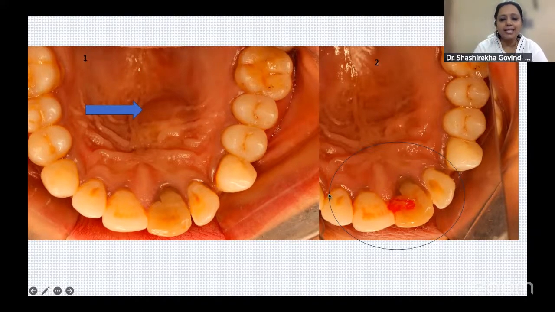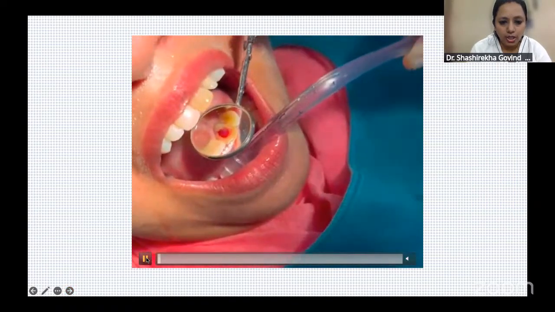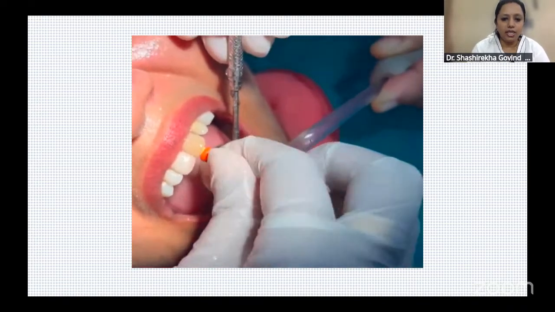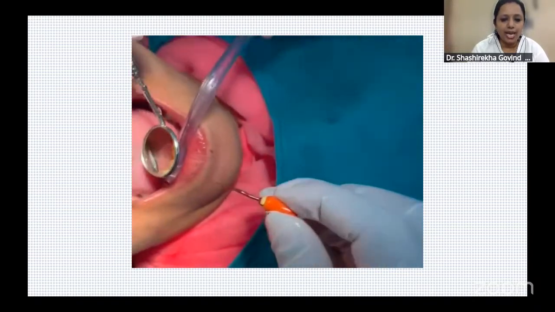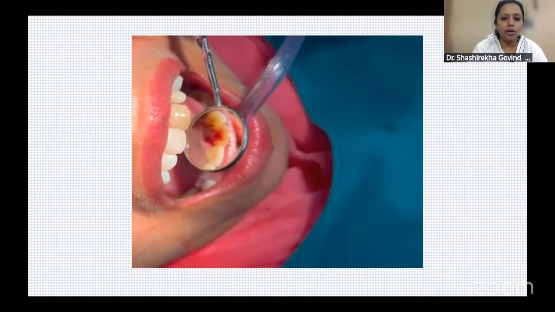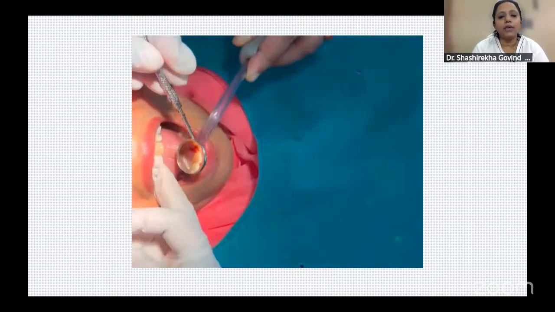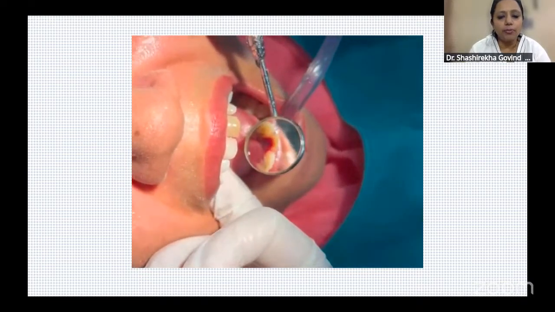So on access opening, you can see here there is a pus discharge. I would like to show the video of how the pus discharge is happening on compressing, in the initial access opening only. You can see there is a lot of pus discharge, and as well as when we press the palatal swelling, there is a huge pressure of pus released.